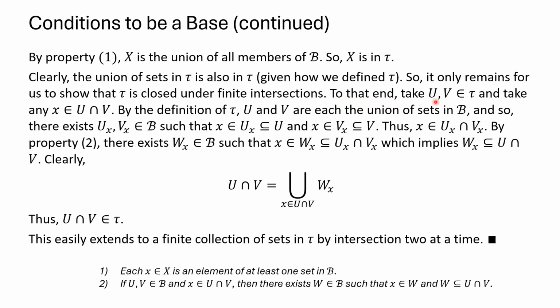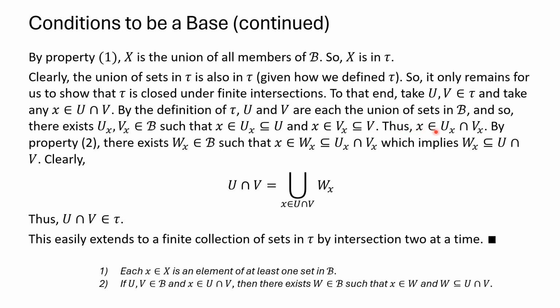To that end, take 2 elements, 2 sets U and V from tau. So these would be open sets, and take any x, an element of the intersection of U and V. By the definition of tau, U and V are each the union of sets from B, and so there exist U sub x and V sub x, elements of B, such that x is an element of U sub x, which in turn is a subset of U, and x is an element of V sub x, which in turn is a subset of V.